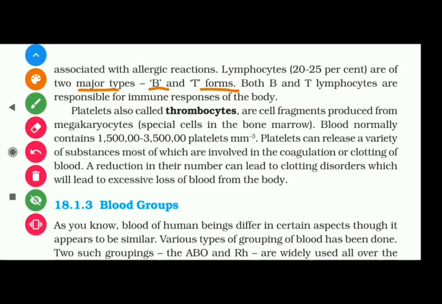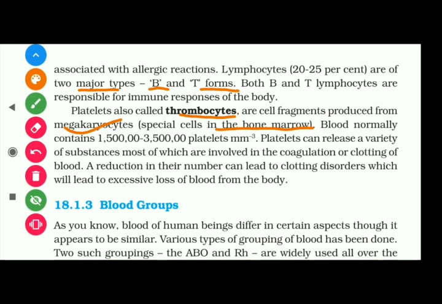Understand all of you? Now the third formed element of the blood is the platelets, also called thrombocytes, and are cell fragments produced from the megakaryocytes. Now what are megakaryocytes? Megakaryocytes are special cells in the bone marrow present in the human body. These cell fragments are produced by the megakaryocytes. And thrombocyte is also called platelets. Understand all of you?